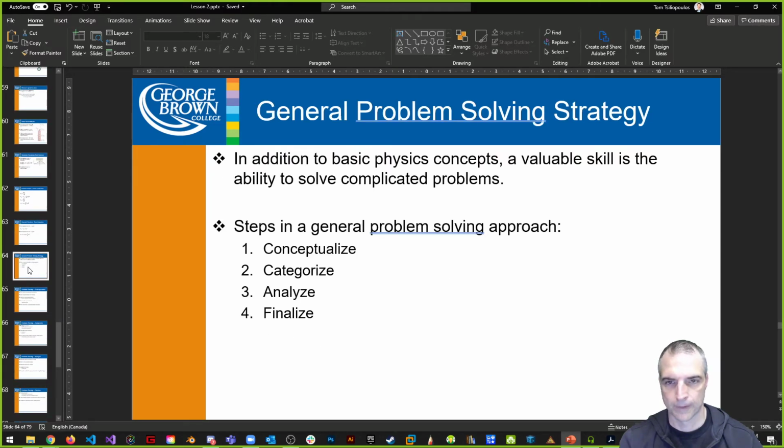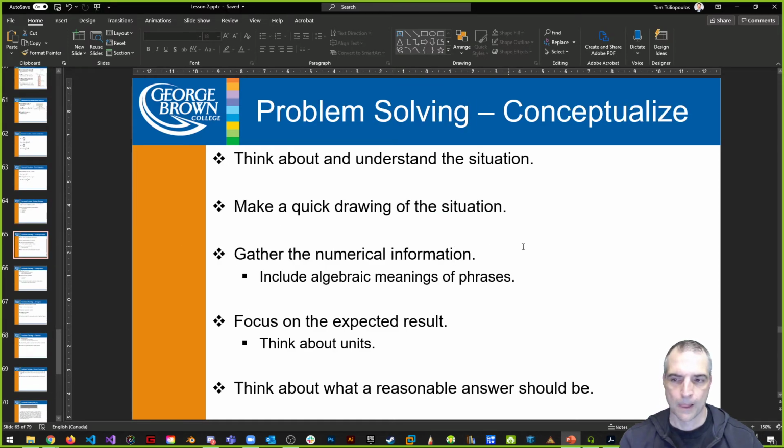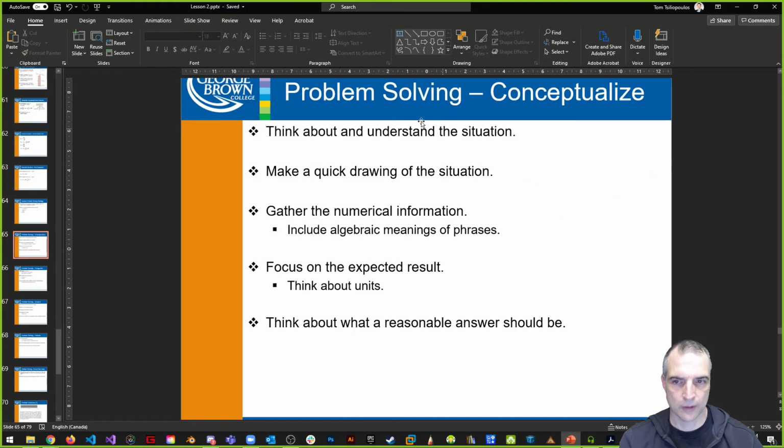So again, general problem solving strategy: we conceptualize, we categorize, we analyze, and then we finalize. Those are the four things we do. When we conceptualize, we want to think about and understand the situation. Usually we make a quick drawing, and actually one thing that people in Japan do differently than the people here in the West is they do a lot of drawings. They try and draw the situation as much as possible to visualize it in their head, so you can actually physically see it, like in a drawing.